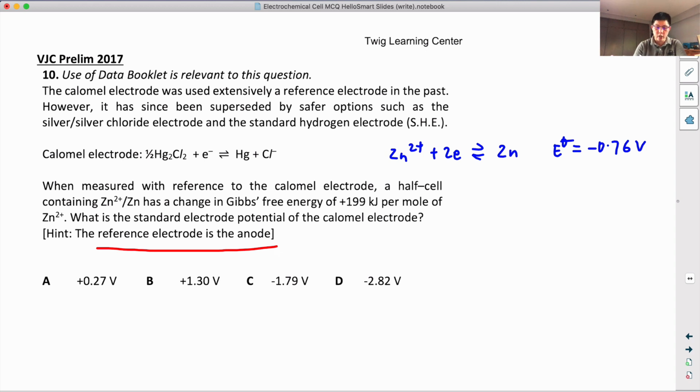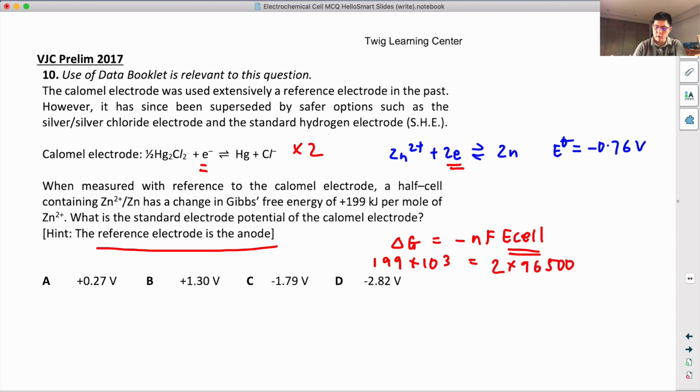Since they gave you the Gibbs free energy, you have to use this equation, right? ΔG = minus nFE cell. Correct? So we're going to calculate E cell. Since we have the change in G, the Gibbs free energy, in joules per mole, I'm going to write down 199.10 times 10 to the power 3. What is the number of moles of electrons transferred? Since here is 2e and here is e, I'm going to multiply by 2. So the number of moles of electrons transferred is actually 2.